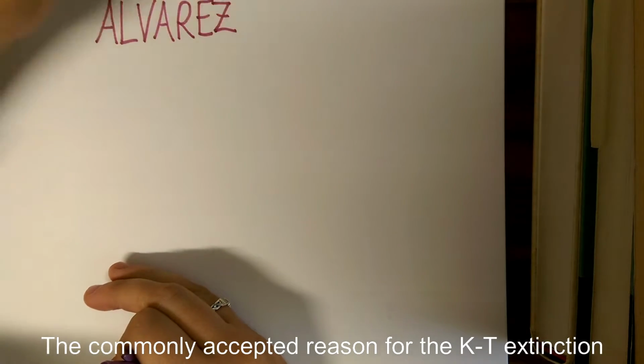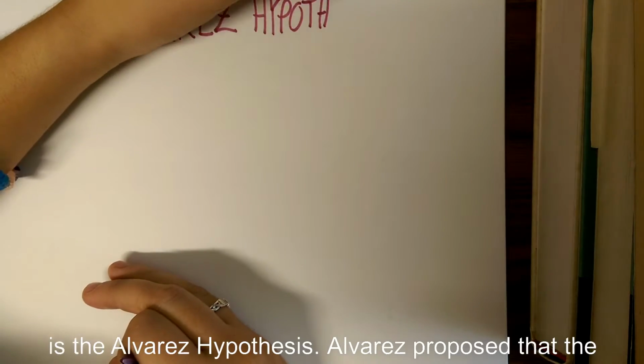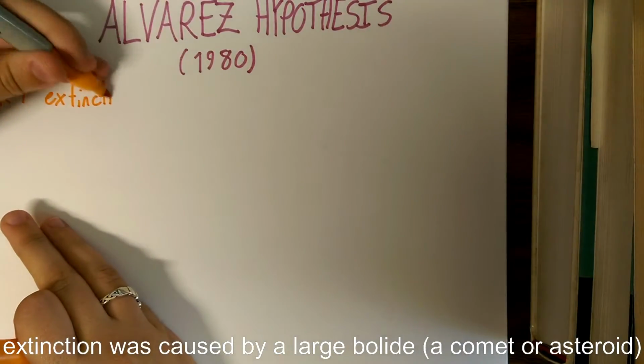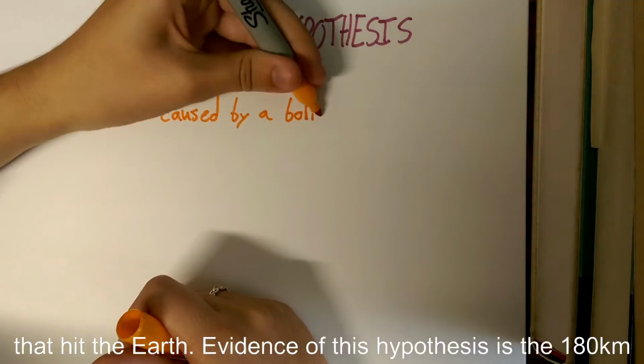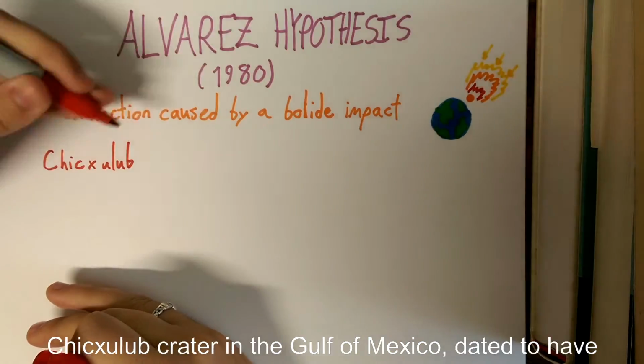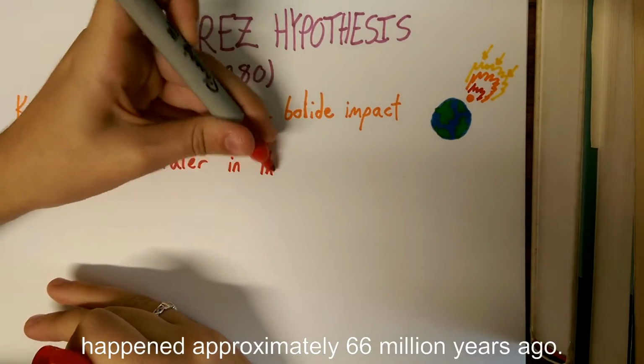The commonly accepted reason for the KT extinction is the Alvarez Hypothesis. Alvarez proposed that the extinction was caused by a large bolide, a comet or asteroid, that hit the Earth. Evidence of this hypothesis is the 180-kilometer Chicxulub crater in the Gulf of Mexico, dated to have happened approximately 66 million years ago.